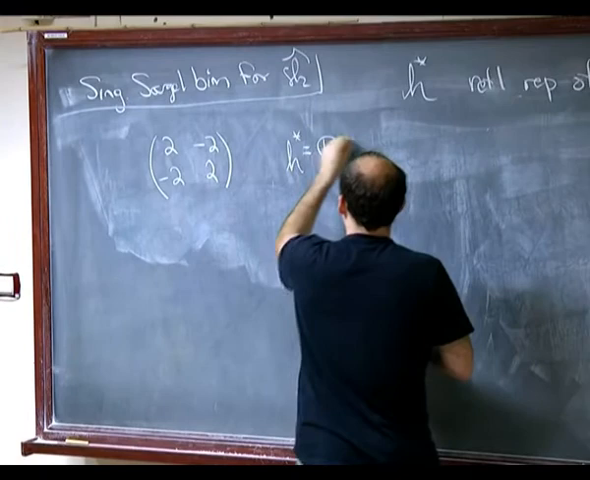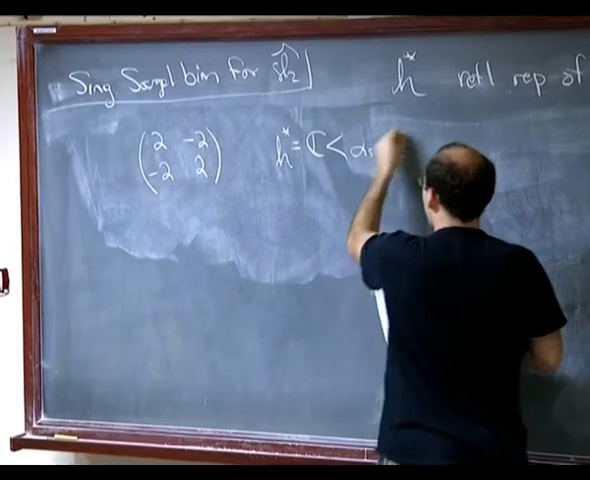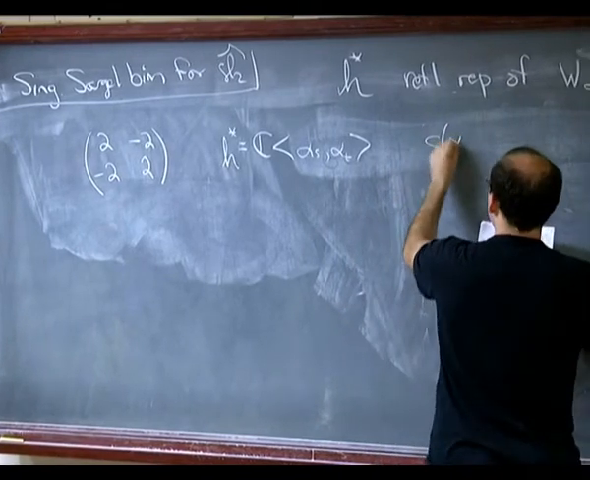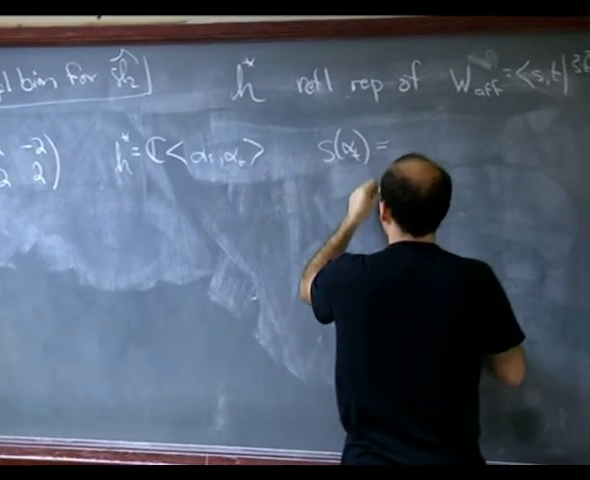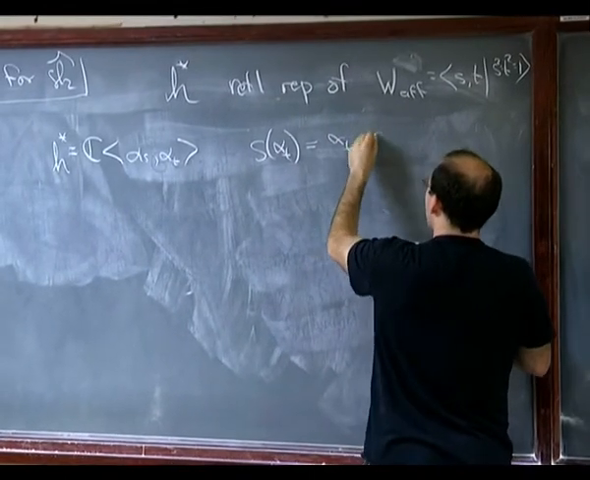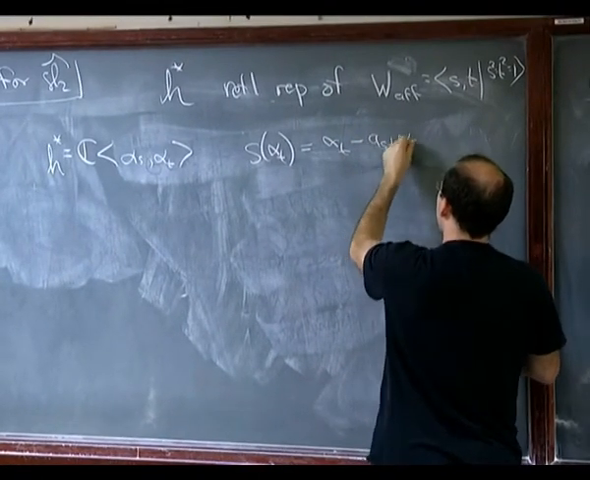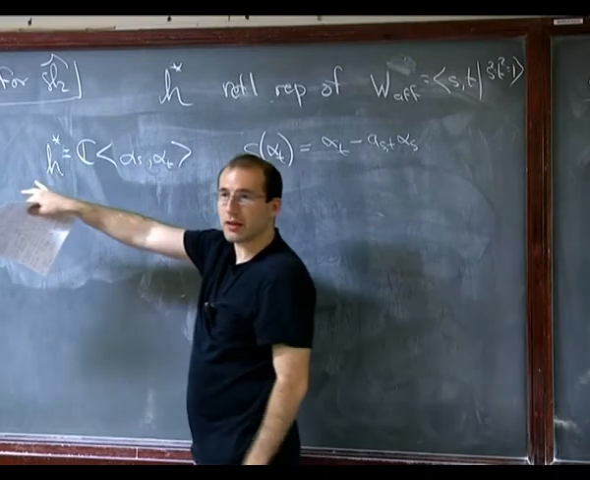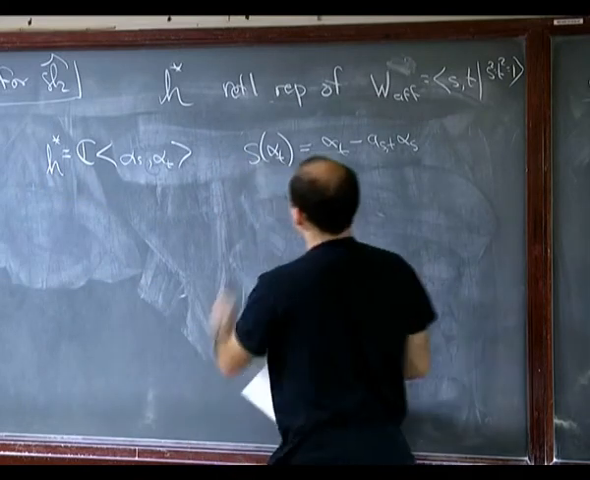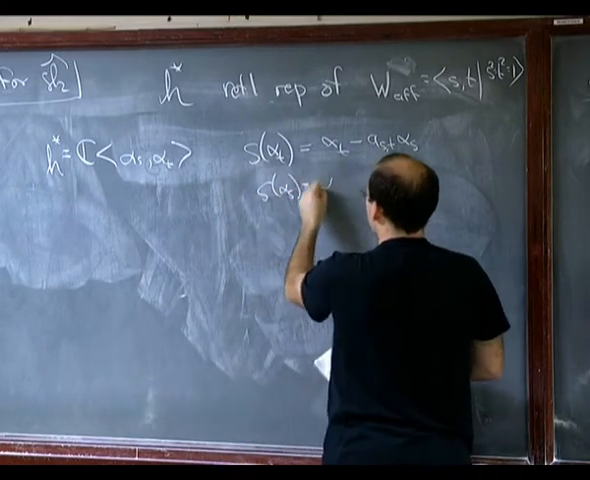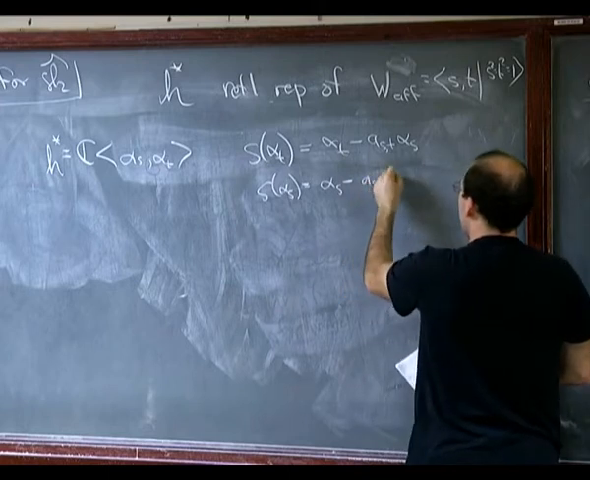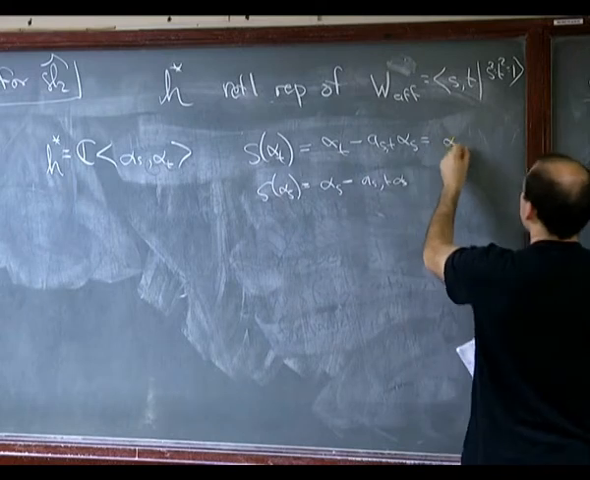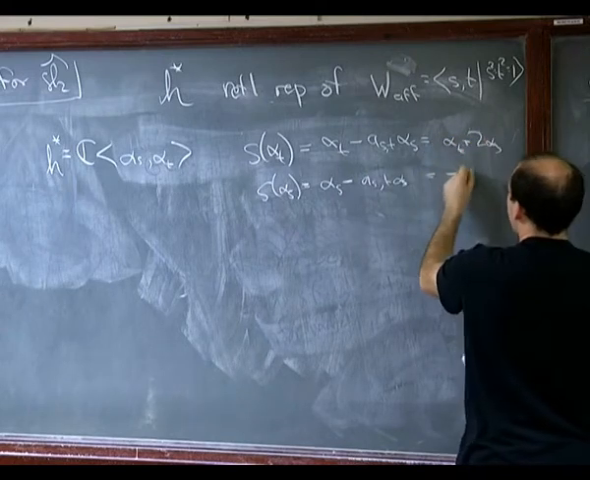I mean that H is a span of just two vectors, and that the action is given by S of alpha t is alpha t minus a_st alpha s, a_st being the entry in this matrix. So the same formula works in general. In this case, a_st is minus 2, so this is alpha t plus 2 alpha s, whereas this is minus alpha s.